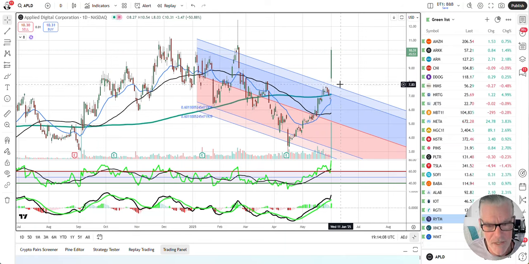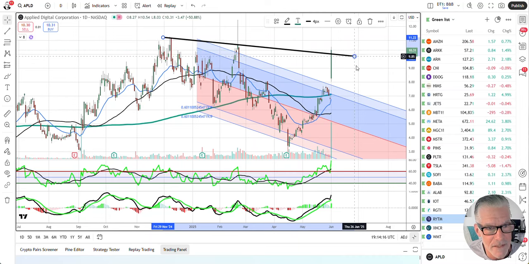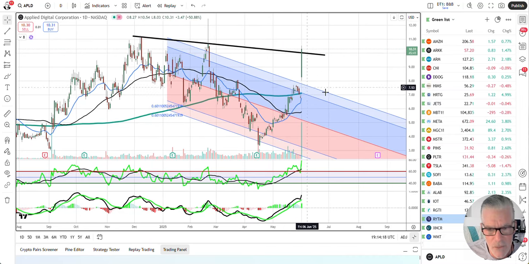I'm not sure why. It must be some news out there, some kind of a catalyst, but this is a good looking move. It is just above that sequence of lower highs. So this looks good. Yeah, it's not my kind of stock.